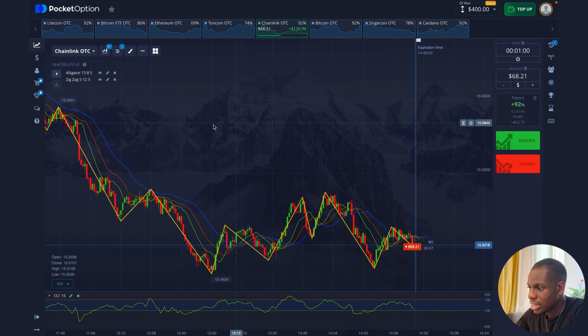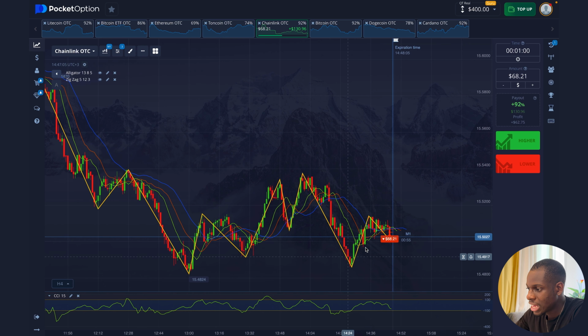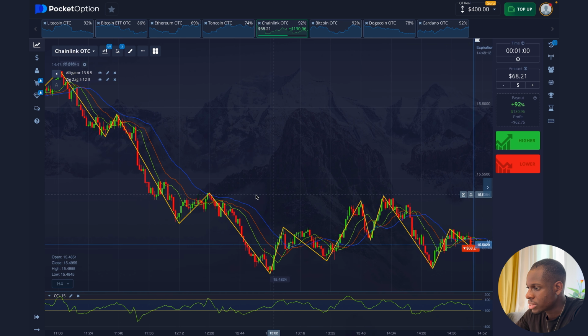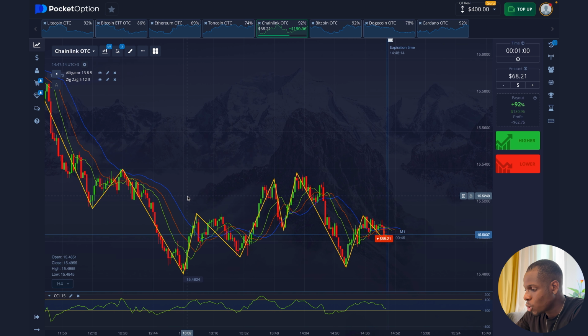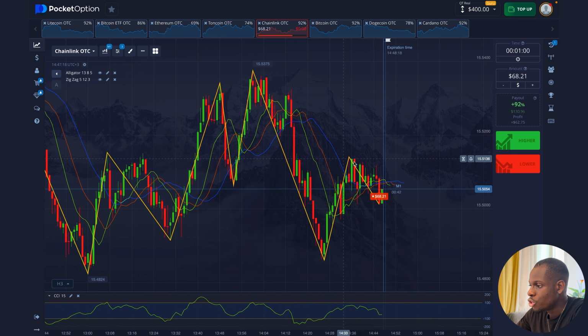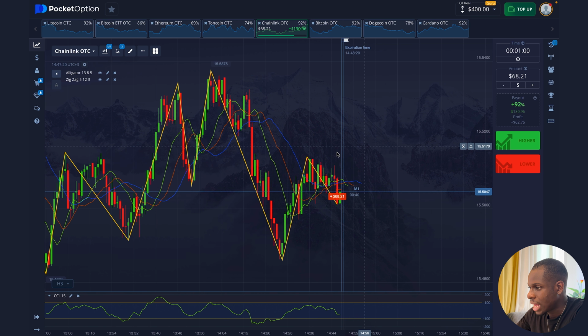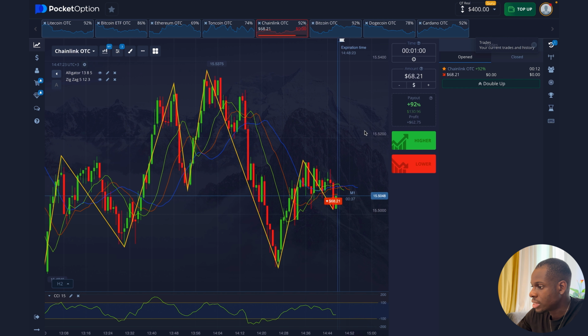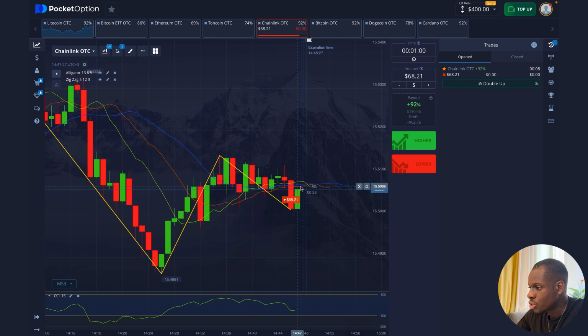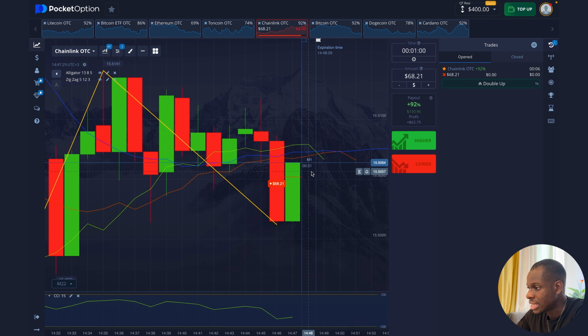Because throughout, we can see that the alligator moving lines have been working as a dynamic resistance. Seeing that price is also on the alligator moving lines right now, I was expecting it to keep on pushing down after touching them, and that's what prompted me to enter this trade. Actually, I didn't really use the CCI for this one. I just took the alligator moving lines as a dynamic resistance zone.